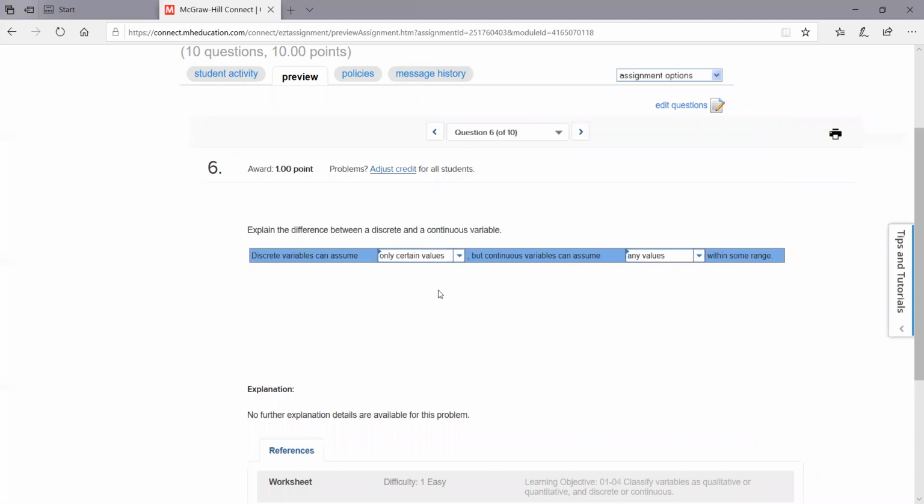6, we'll get into this later when we get into the probabilities. They ask the difference between discrete and continuous. Discrete usually has finite or exact certain types of outcomes, whereas continuous is an infinite number of values. So they're going to say any values within some group.